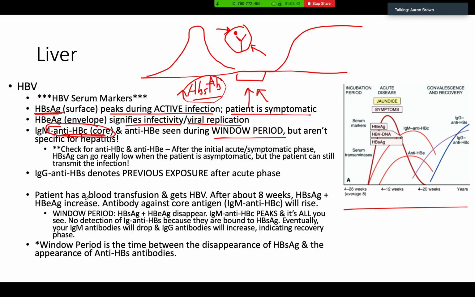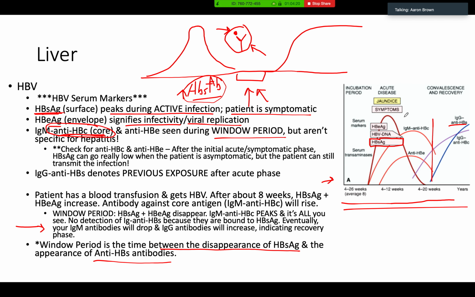And so we have some questions here about the window period. Great. Time between the disappearance of surface antigen and the appearance of surface antibodies. Okay, and if you look on this diagram here, you see on the x-axis we have time, on the y-axis we have levels of all of the different antigens and antibodies. And so for the window period, what I'd like you to look at is, here's our surface antigen. Okay, this is when it's present in our bloodstream. Here's our surface antibody. This is when it's present in our bloodstream.